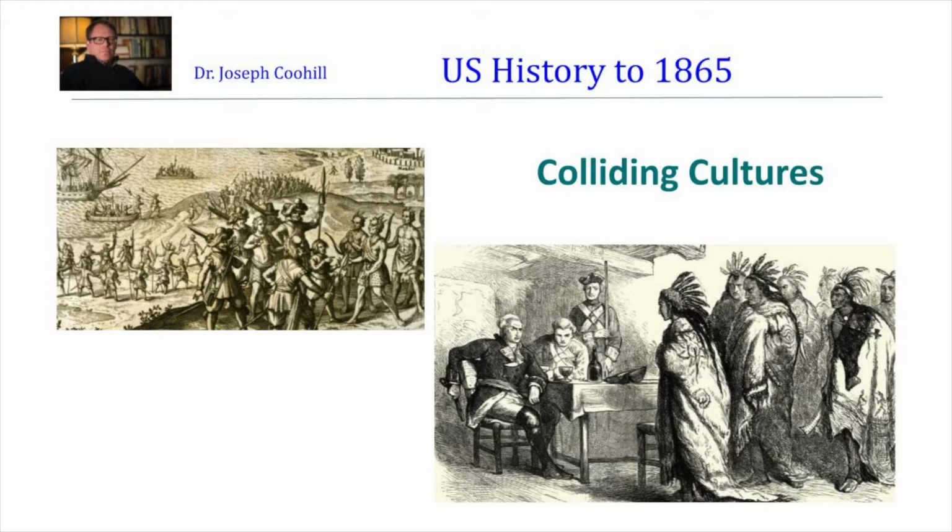You see here, I've chosen two pictures on this home screen. The one on the left is an arrival picture, a late 1500s, early 1600s picture, and the one on the right is an engraving from the late 1700s.